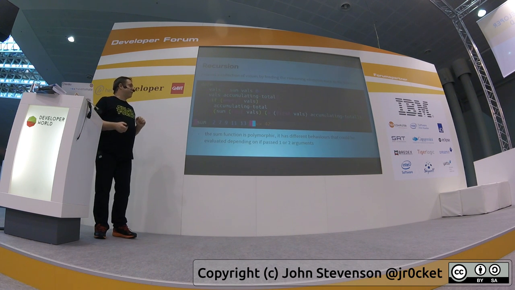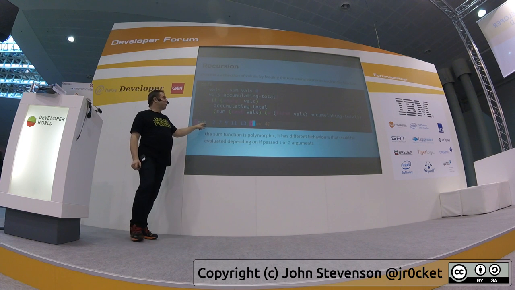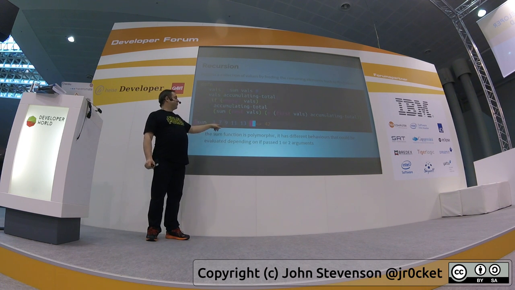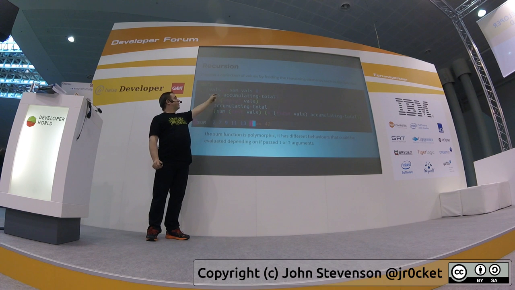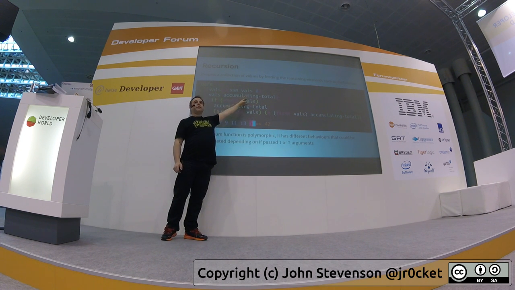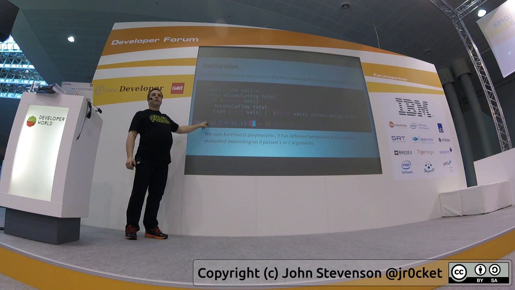It also has polymorphism as well, so here we've got a function called sum, which is going to basically add all the values up. And initially we've got some polymorphism here. So if we call sum with just one argument, it's going to do the first thing, which basically sets this zero value to the accumulating total. So we start off with 0. We can pass 5 here and we'll get 47.